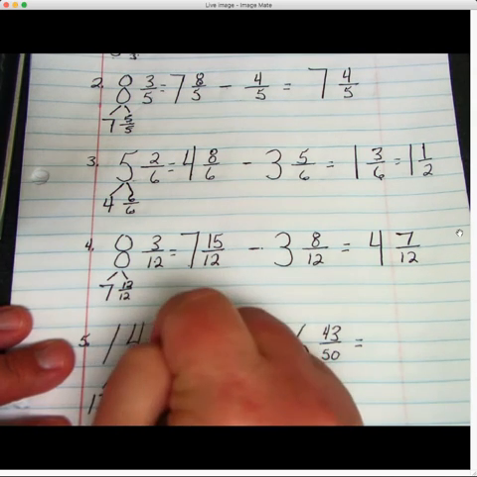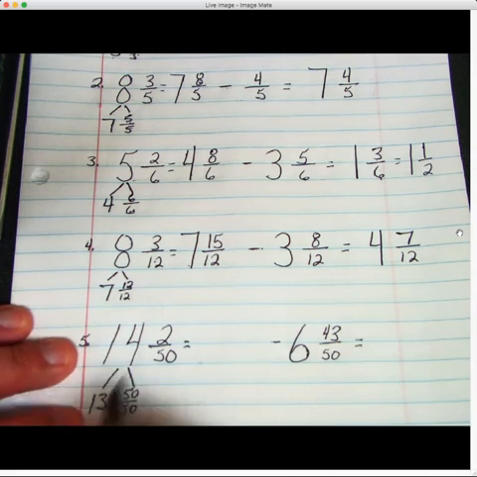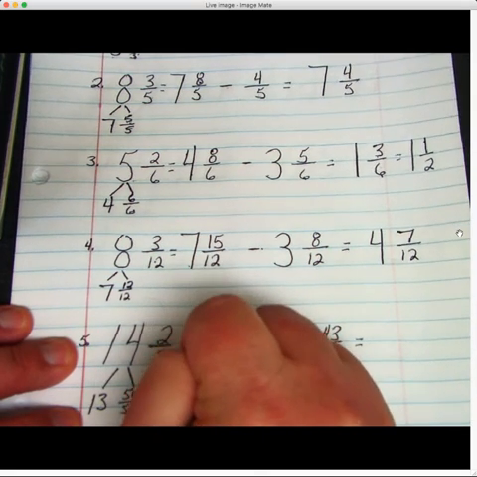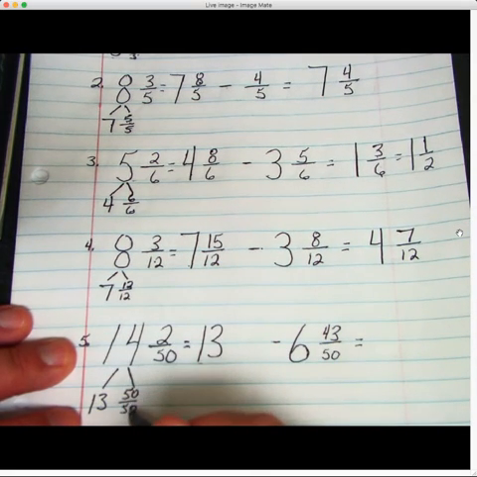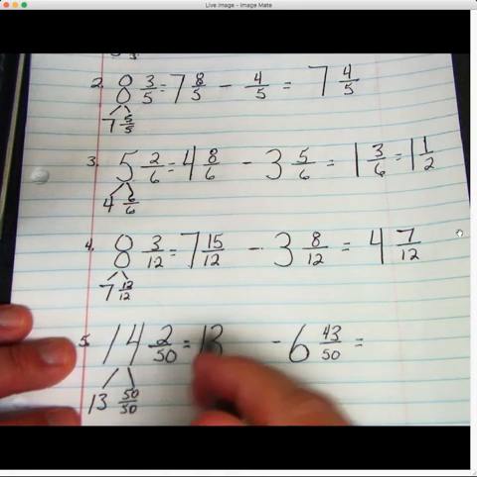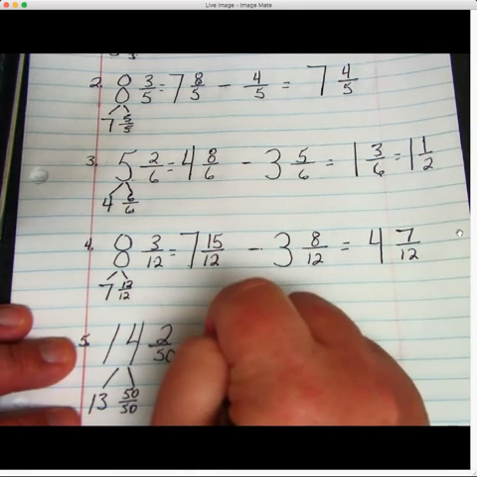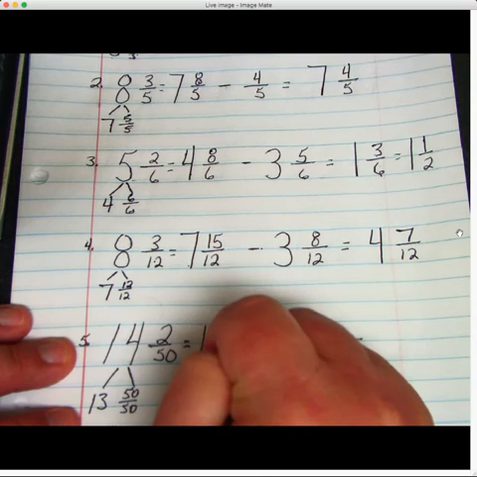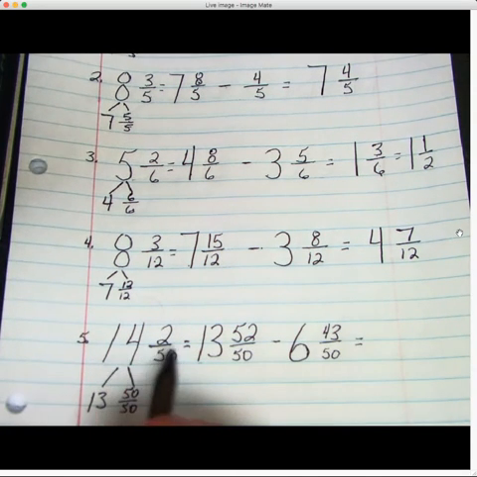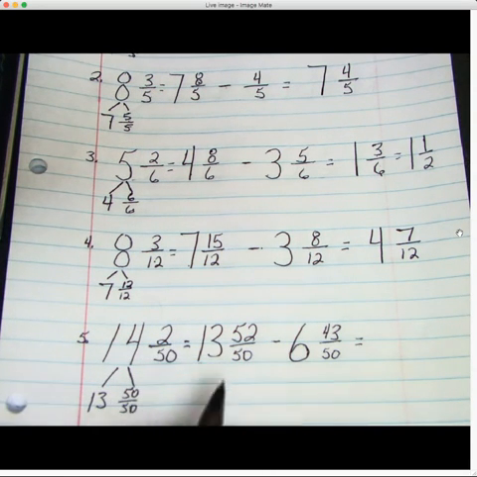Okay, so we're changing the 14 2/50 into a whole number of 13. And we made 50/50 and 2/50 more. 50 plus 2 is 52/50. So we changed 14 2/50 into 13 52/50.